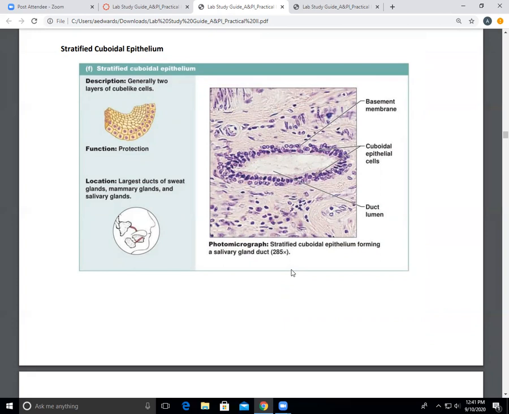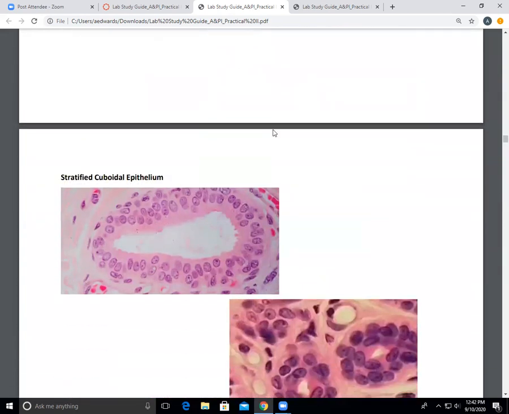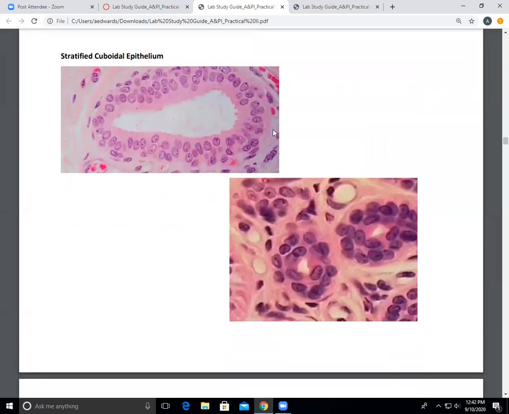Stratified cuboidal. These are protective cells. You see these in sweat glands, mammary glands, salivary glands. Multiple layers of cuboidal cells. So here you can see at least one layer here and then another layer around it. So stratified. Okay, another view. More than one layer, cube-shaped cells. Here's sort of an inner layer and an outer layer. Stratified cuboidal.